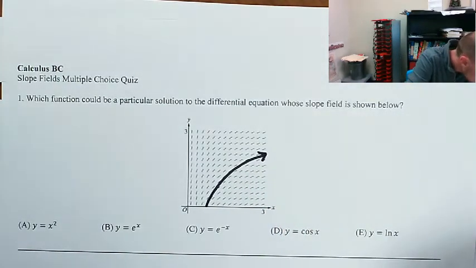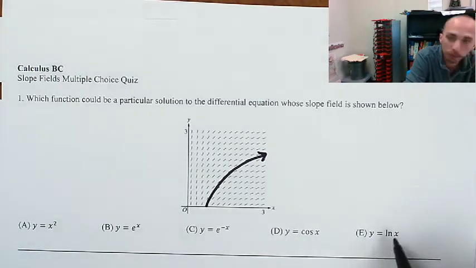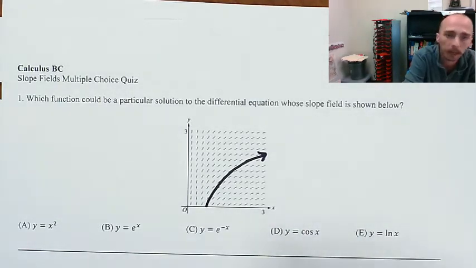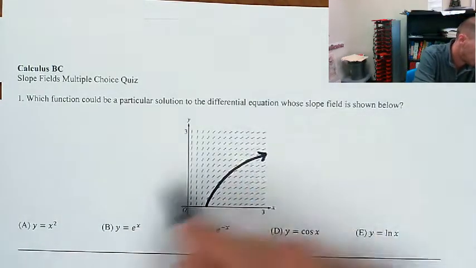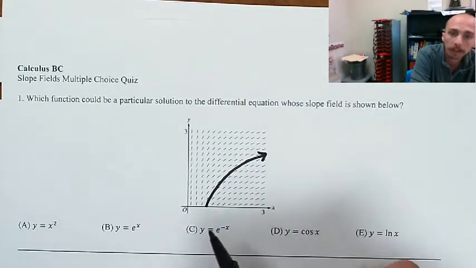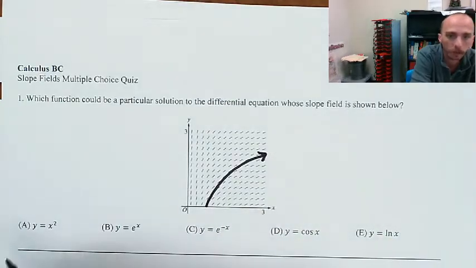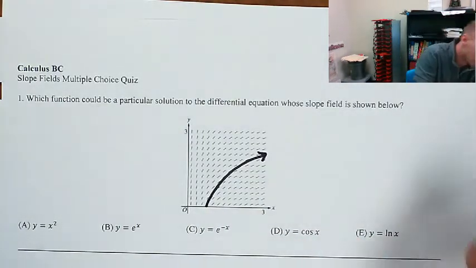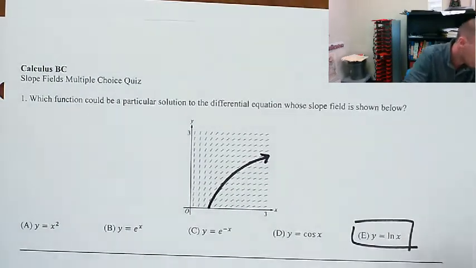And that kind of looks like the graph of log x. Not really sure if we would be able to distinguish between log of x and square root of x on the slope field, but we're not asked to, right? We know that e to the x grows pretty fast. E to the negative x decays. X squared, we all know what that looks like. Cosine x, this does not look like cosine x. So log x is the only possibility.